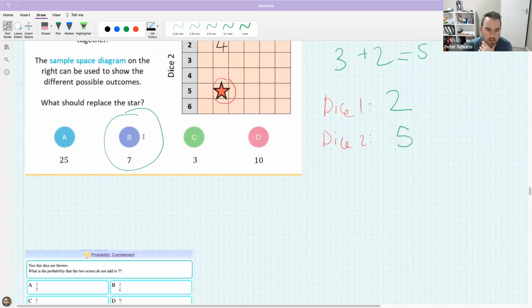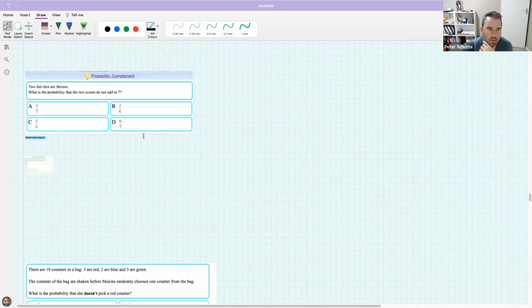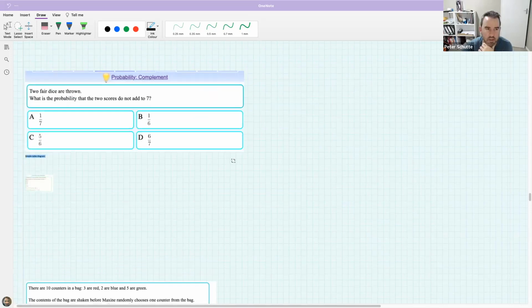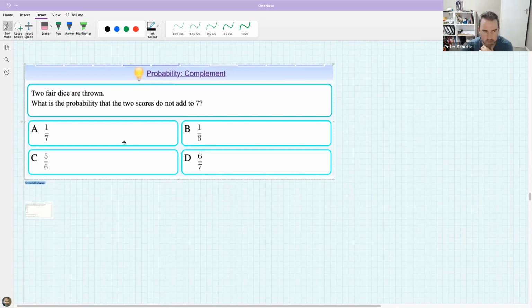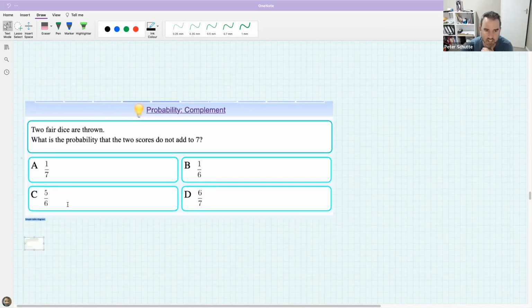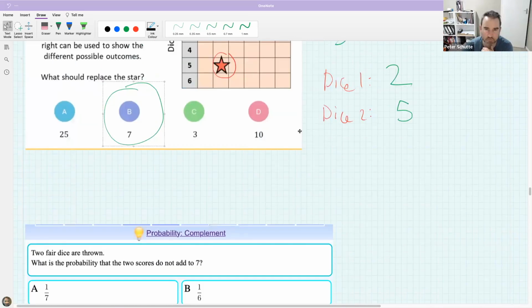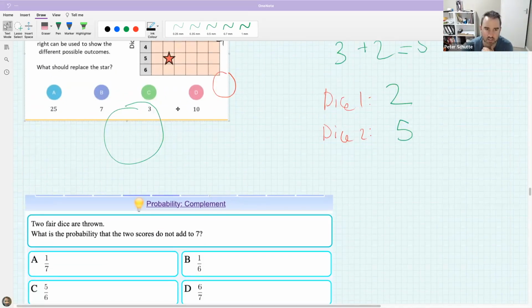Okay, let's see if we can do another. Okay, let's do this one. So, 2 fair dice are thrown. What is the probability that the 2 scores do not add up to 7? And I'm actually going to leave the question above on the screen to help us with this one. So let's see if I can get it. Maybe I should just break it down.